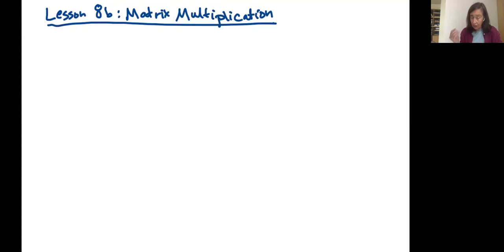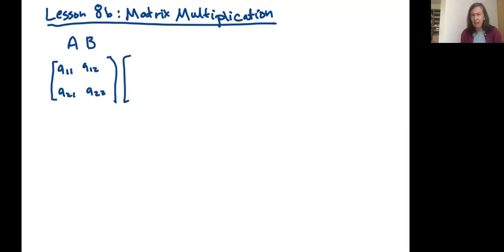Okay, so in general, if we have matrix A multiplied by matrix B, I'm going to write it out in terms of the elements. So let's make this A11, A12, A21, A22. That's my A matrix. And my B matrix, we're going to have, I think, 3 columns in this one. B11, B12, B13, and 2 rows. B21, B22, B23. What does that equal?